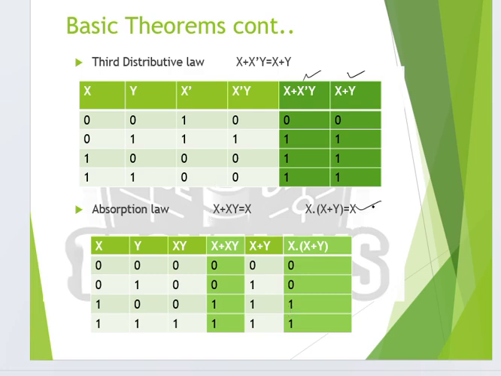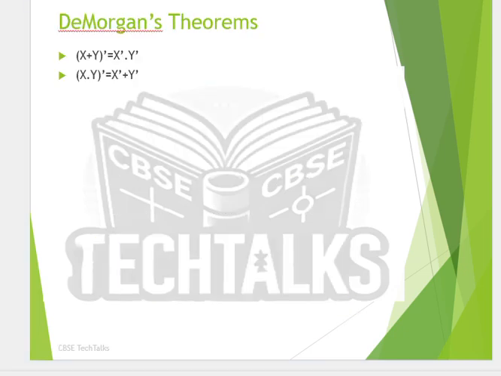So you have to remember these laws to simplify the next conversions, or proofs. This is De Morgan's theorem. In this case, what happens? (X + y) complement equals x complement dot y complement. (X dot y) complement equals x complement plus y complement.